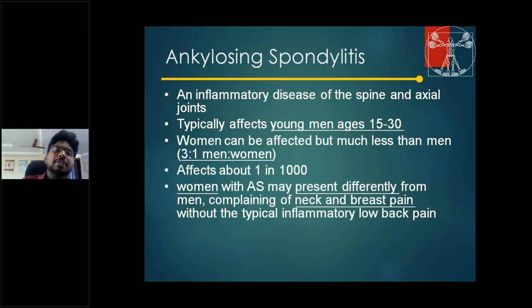First, we'll discuss ankylosing spondylitis, which is an inflammatory disease of the spine and axial joints. It is more of an auto-inflammatory disease rather than an autoimmune disease. Why are we calling it an auto-inflammatory disease? In autoimmune disease, what will happen? There will be formation of antibodies against the body's own cells. But here it is more due to inflammation. So in these patients, we'll find high levels of tumor necrosis factor and transforming growth factor, TGF.